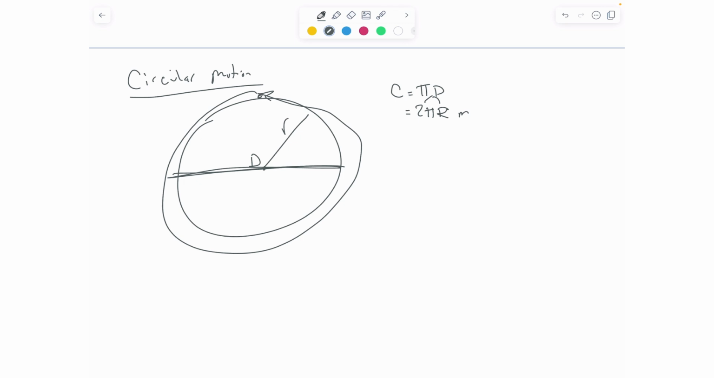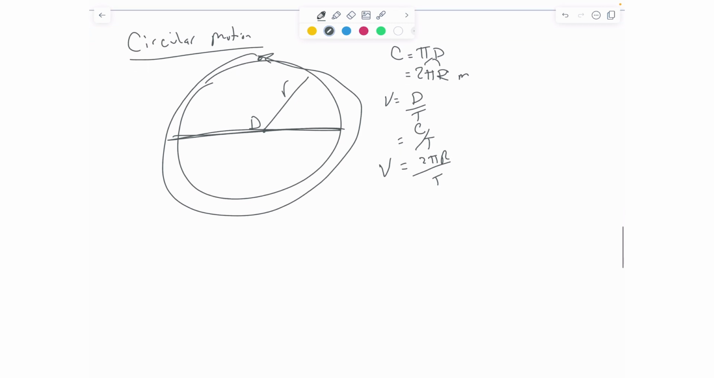Now velocity, as you may remember, is distance over time. And so here our distance is what? Our circumference, and time is t. And then circumference is just 2 pi r, and so that over t. And so this is velocity, 2 pi r over t.